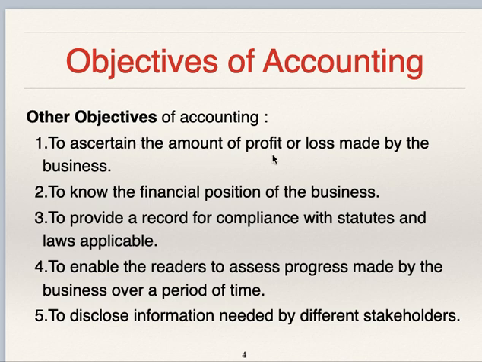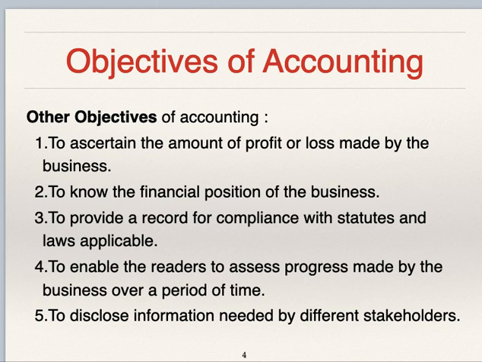To ascertain the amount of profit or loss made by the business. That is, this profit or loss you will get by the profit and loss account. Compare total income earned with total expenses incurred and you will get net profit or net loss. To know the financial position of the business. Financial position will be given by the balance sheet, that is, to assess what the business owns and what it owes to others.